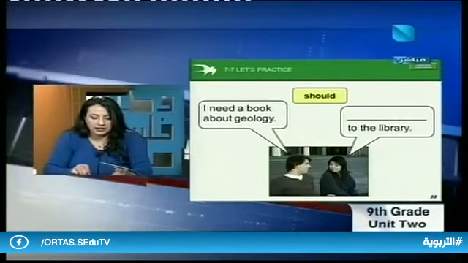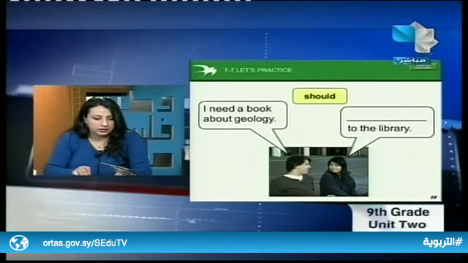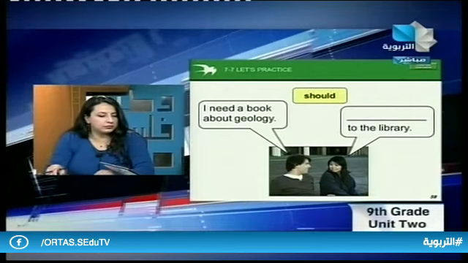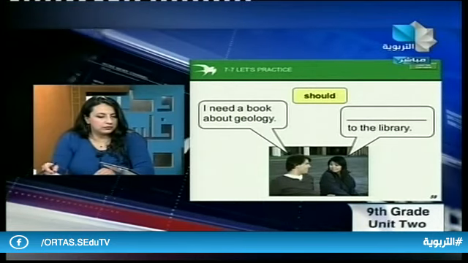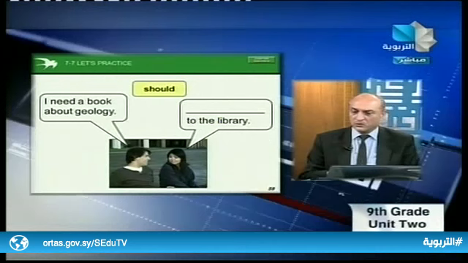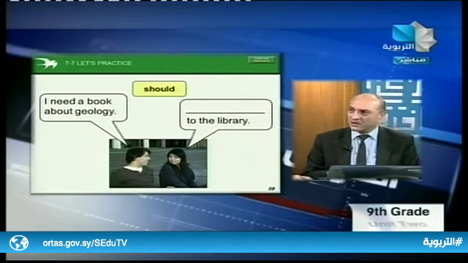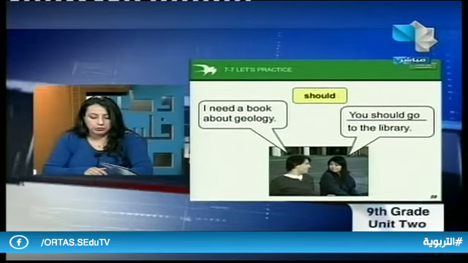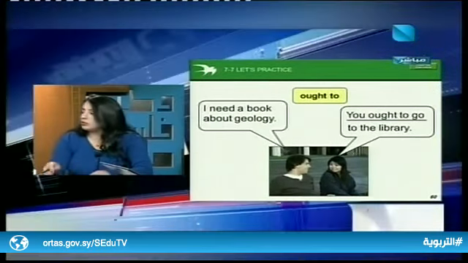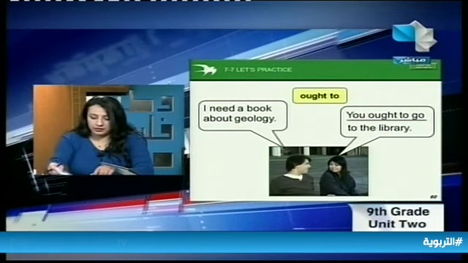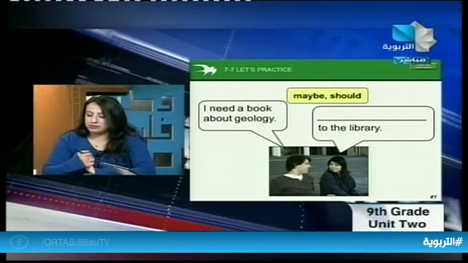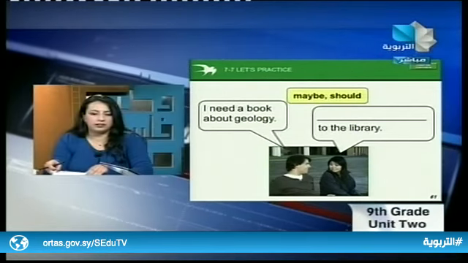Okay, now we have a practice. I need a book about geology. How can we use should? You should go to the library. What about ought to? I need a book about geology again. You ought to go to the library. It's almost the same. Now, I need a book about geology, with maybe and should in one sentence. Maybe you should go to the library. Again, we're softening the advice.